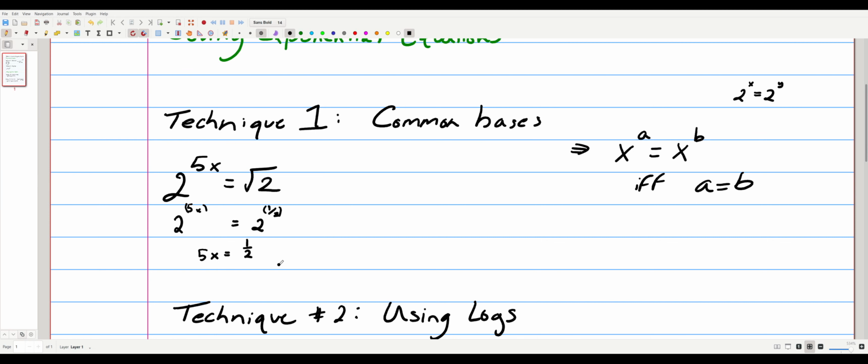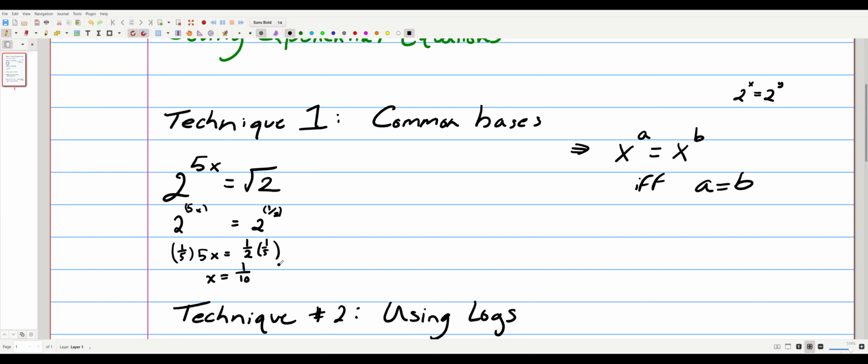Well, we want to get rid of the 5, right? So what do we do? Well, we multiply the left side by 1/5. We multiply the right side by 1/5. And this just gives us x, because the 5 on top and the 5 on bottom cancel. And we get x is equal to 1/10.